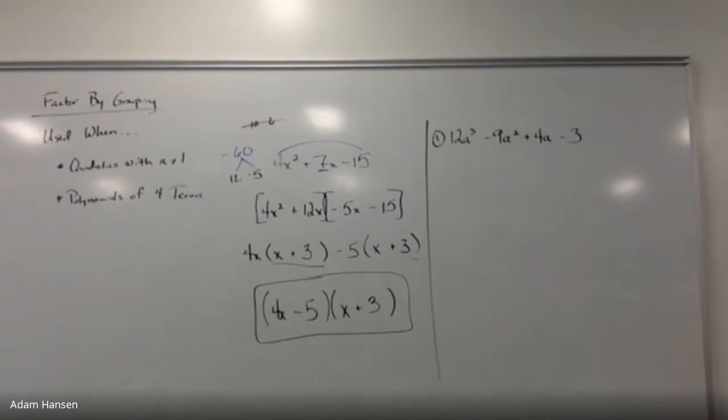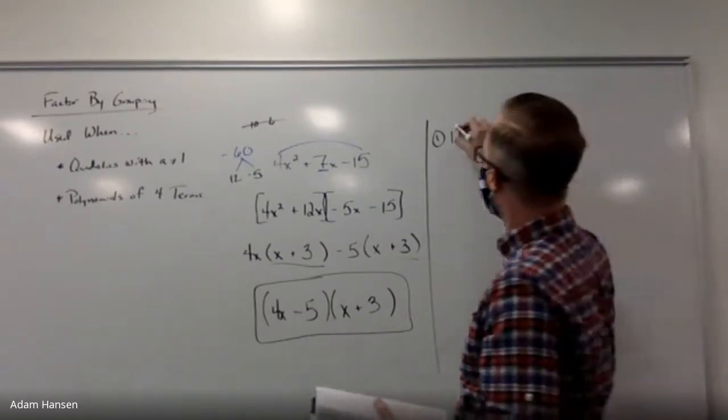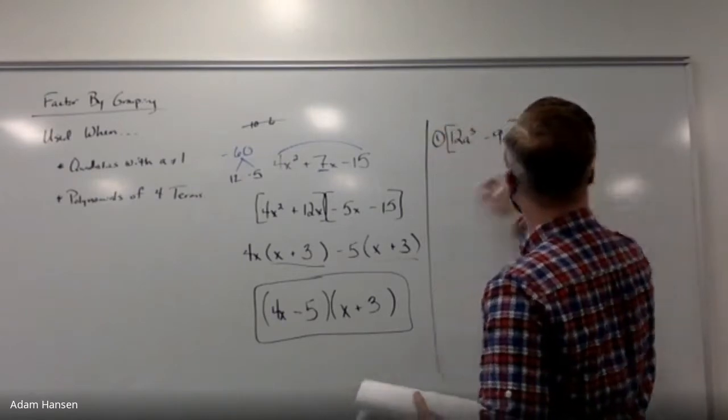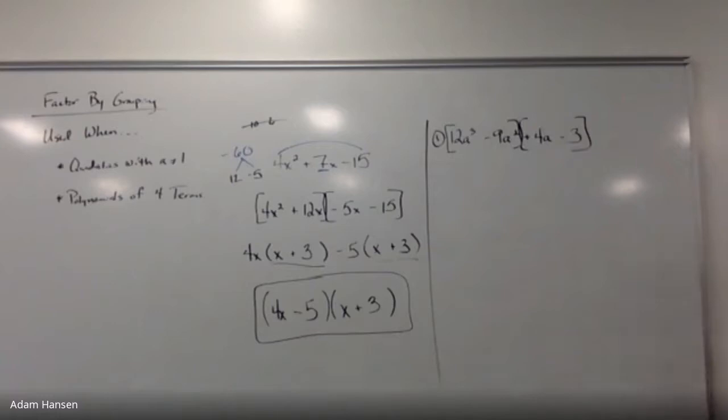Okay, so how many terms do you see, Brooke? 4. Group them into pairs. That's why it's called factoring by grouping. You group them into pairs of 2. Put little brackets around them. Let's factor one pair at a time, the first pair and the second pair.